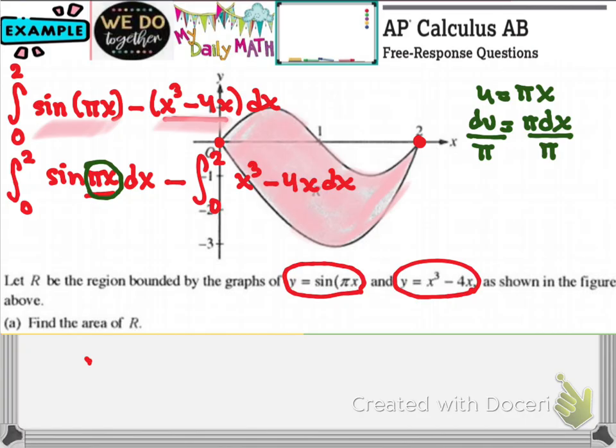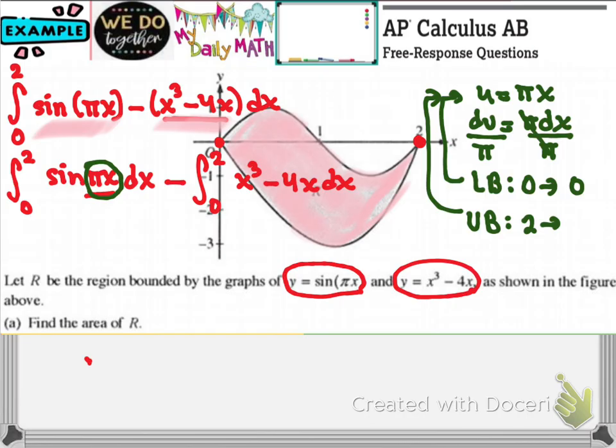It's been a long time since I used this app, so bear with me. So dx is equal to pi over du over pi, and I have to change, of course, my lower bound and my upper bound. Originally, my lower bound was 0, but plug that over here. So that's pi times 0. It's just going to be 0 again. The upper bound started at 2. Now I'm going to plug that over here to x, and that will give me pi times 2, or 2 pi. So I will evaluate the left side first.